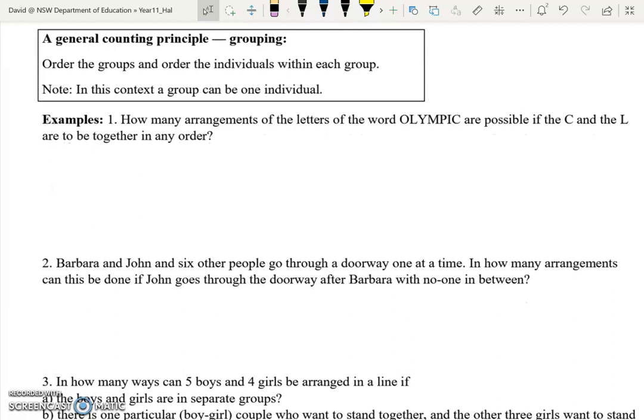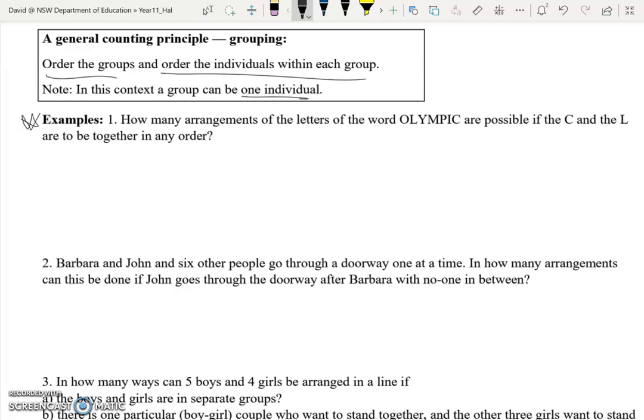Next restriction type we're going to have a look at is grouping. This is when certain things need to be next to other certain things. When you're doing this, we order the groups and we order the individuals within each group. Remember to deal with restrictions first, and remember, when you're grouping stuff, you can group one thing. You'll see that in a moment.